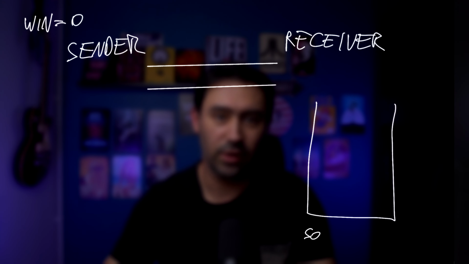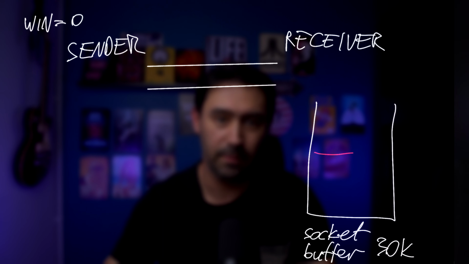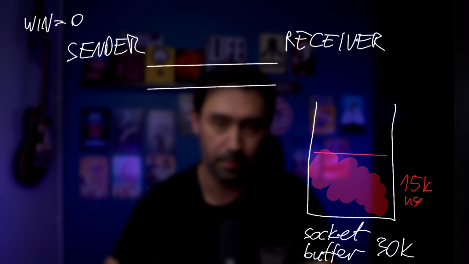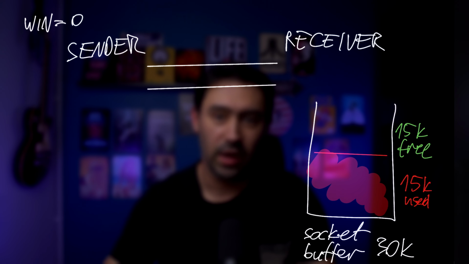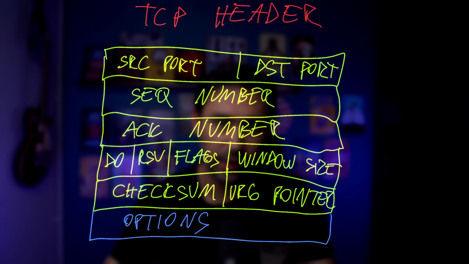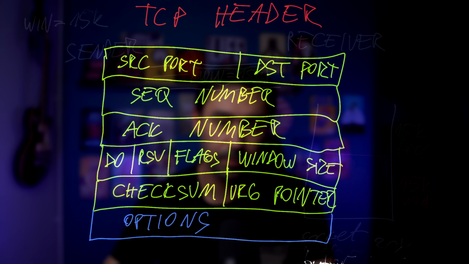The receiver has a socket receive buffer that is 30K, that is already half full and cannot be increased by the operating system. In such a case, the receiver can advertise that the window size is 15K. How is it done? There's a special field in the TCP header called window size. It indicates the number of bytes the receiver can currently receive and store in its buffer. It's initially advertised during TCP connection establishment, but it's adjusted dynamically during the communication.